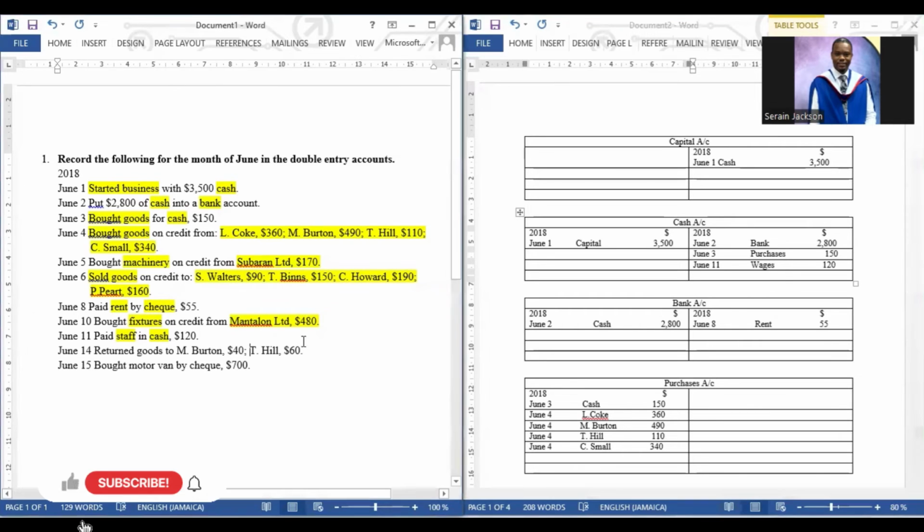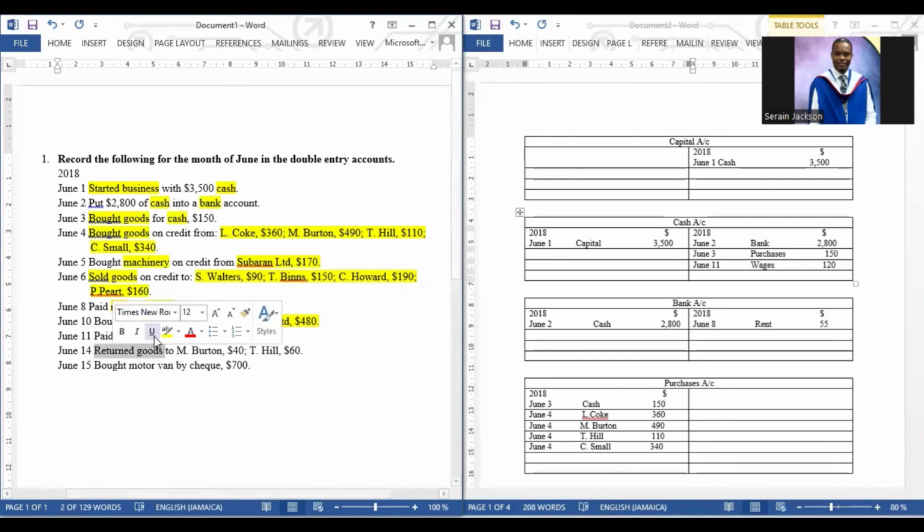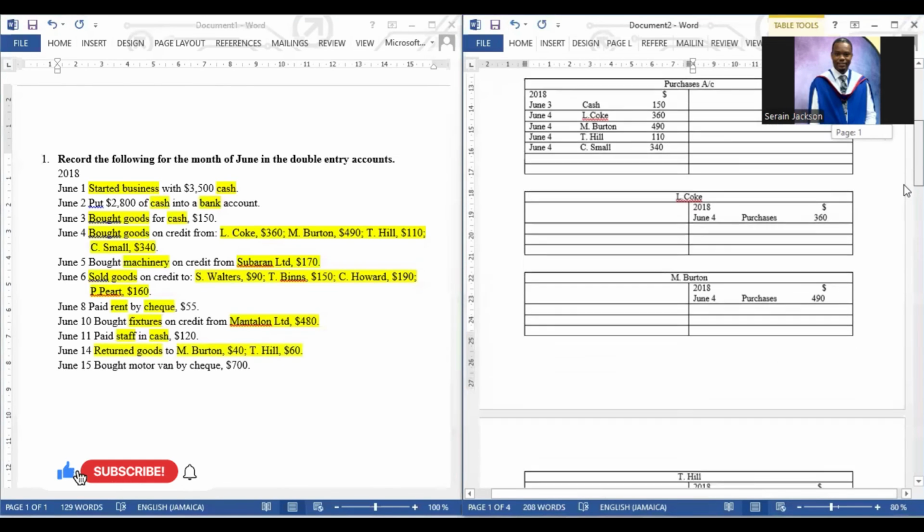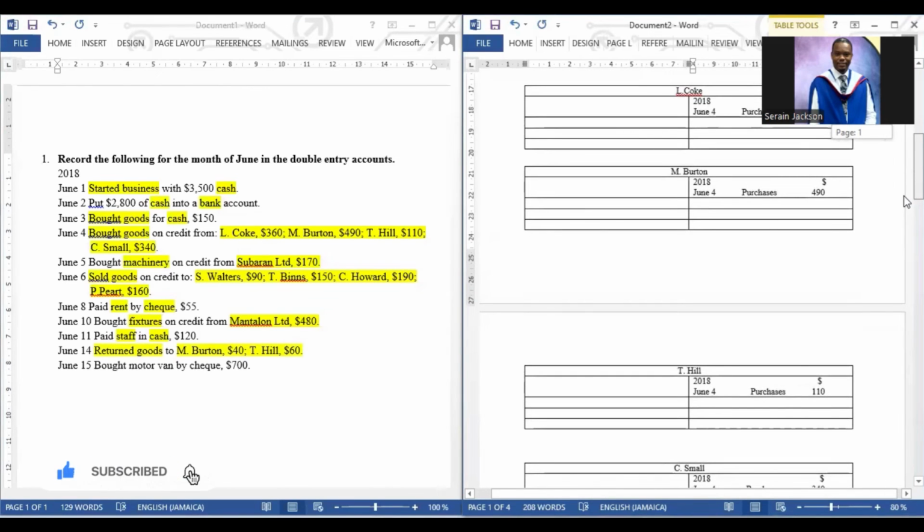Next transaction, return goods to M. Burton and T. Hill. The important thing for you to see there is to. So that is what we call returns outwards, or we call it purchases returns, right? So you can see their name in the purchases account there. So we need the return outwards account, and we need the name of these two creditors. We're going to use their account, right? Another tip, purchases returns account is always credited, right? Always credited.